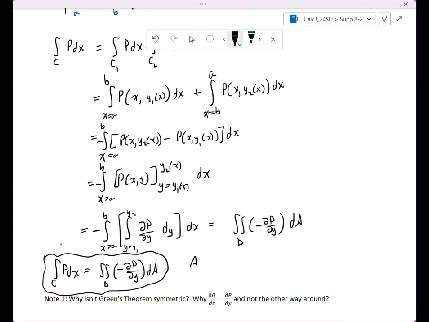Completely analogously. When I say something is analogous, that's maybe a keyword to try, as an exercise, to work out the details. It's very similar to the process I just did here, but pull out a blank sheet of paper and see if you can go through the details and make this work out. But analogously, the integral over C of Q dy equals the double integral over D of the positive partial of Q with respect to x dA.